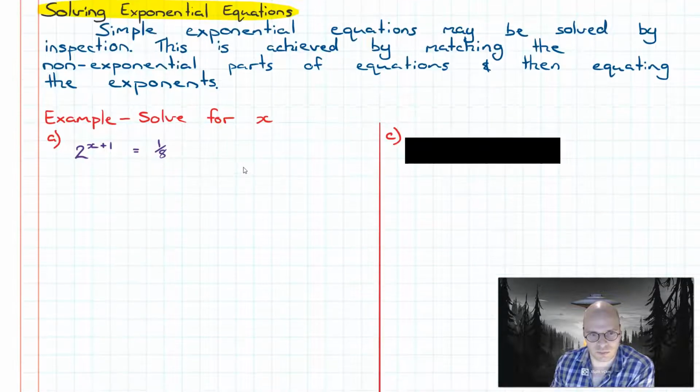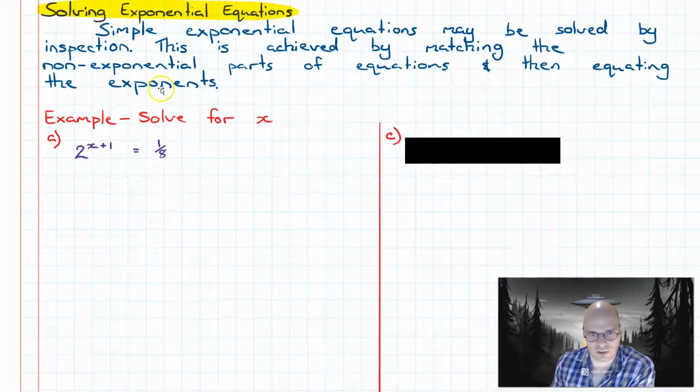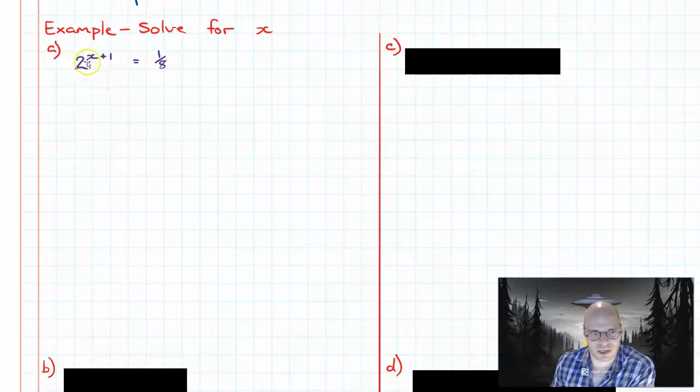Now looking at examples of how to do this, in a over here we have 2 to the power of x plus 1 equals 1 over 8. What we're going to do is try to match both sides of the equation and then equate the exponent parts. On the left here, we've got 2 to the power of x plus 1. We can't really do anything with this, so we turn our attention to the right hand side where we've got 1 over 8.